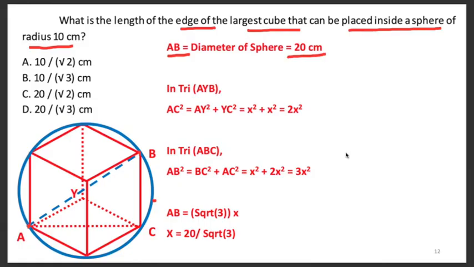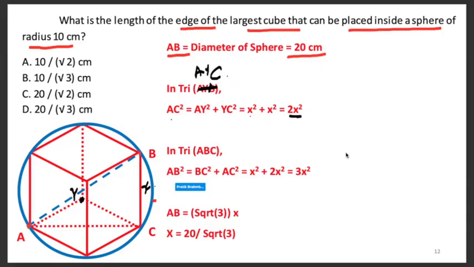So in triangle AYB, okay, Y is this point. One second. This point that you see here, that is the Y. So in triangle AYC, sorry, AYC it should be, that is given here. AC square, which is the hypotenuse, is AY square plus YC square. So if I assume the edge of the cube to be X, it becomes X square plus X square, which is 2X square. Now we go to the triangle ABC, which is given here.